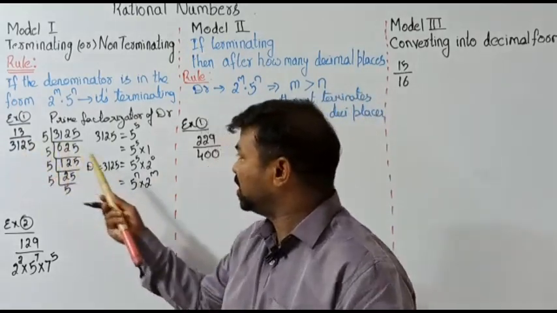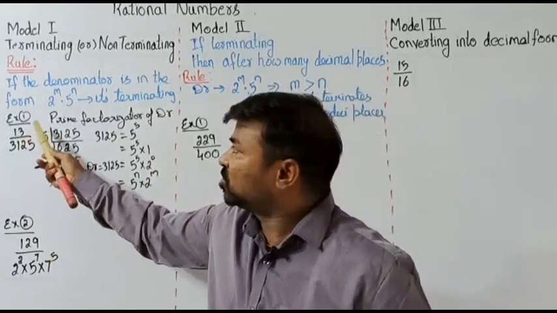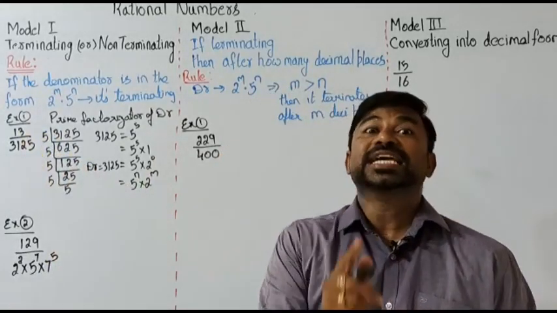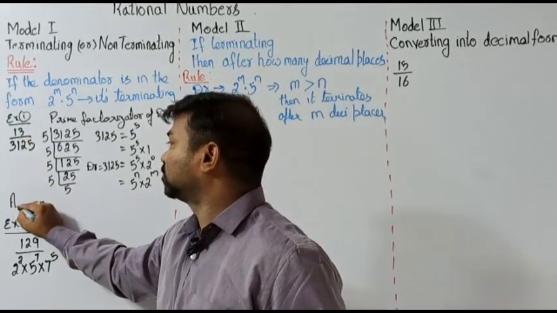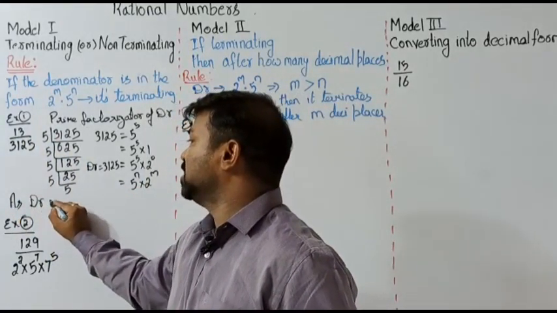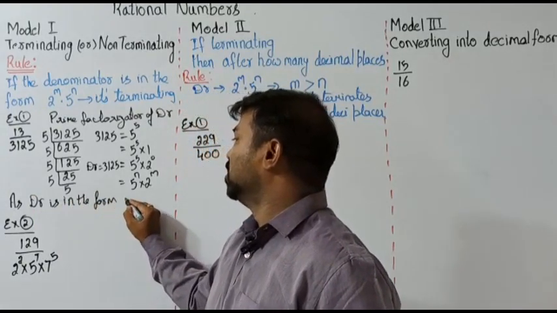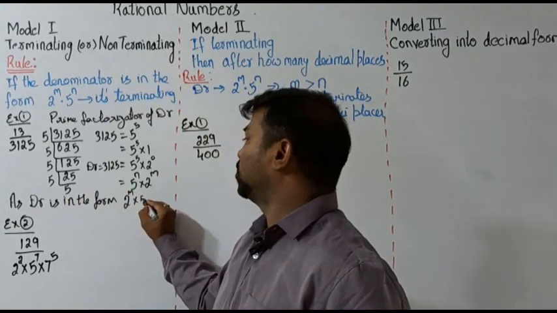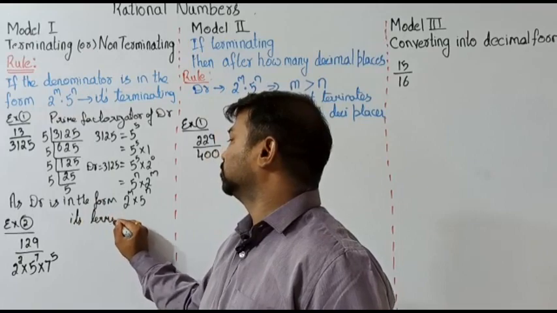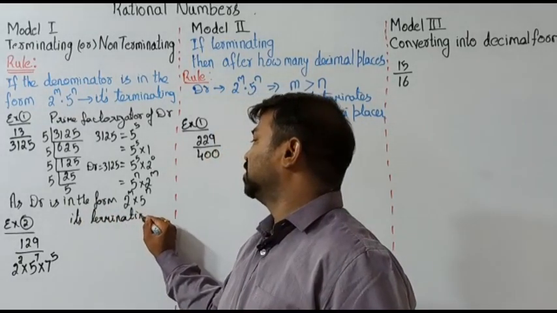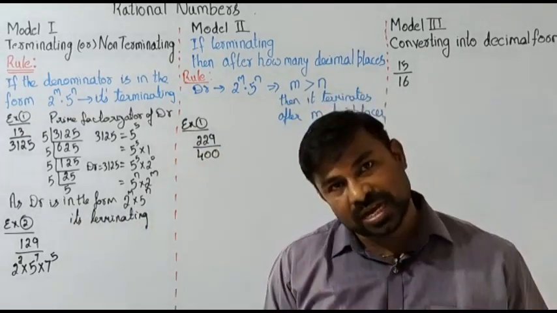So, as the denominator is in the form of 2 to the power m into 5 to the power n, the fraction 13 by 3125 is a terminating rational number, as the denominator is in the form 2 to the power m into 5 to the power n. It's terminating. If it is not in the form of this, we say it is not terminating.